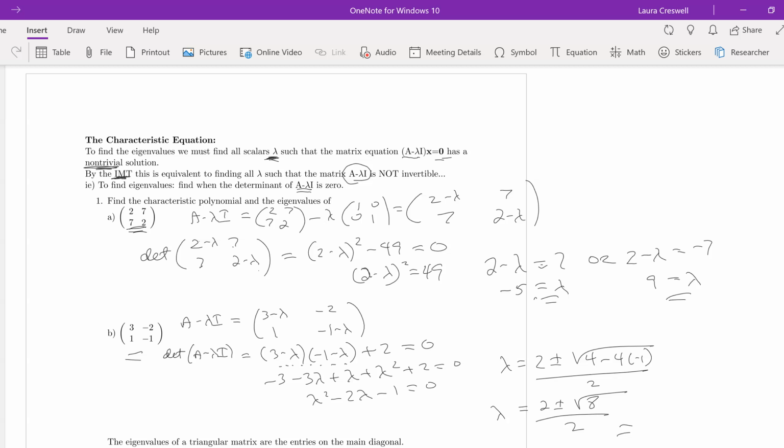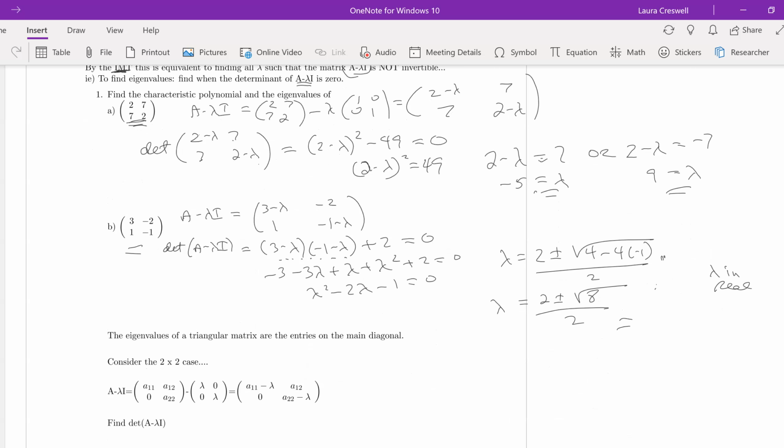All right, so be careful. If I was doing this and I got a complex number in this radical, then that would mean there are no real eigenvalues, and we always want to have lambda be in the real numbers. So if you get a complex solution, you say there are none.